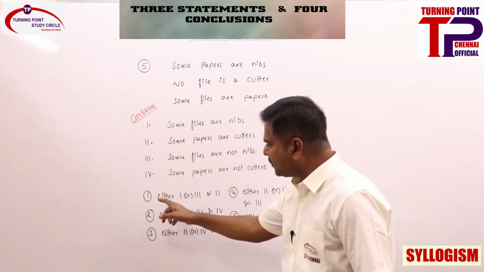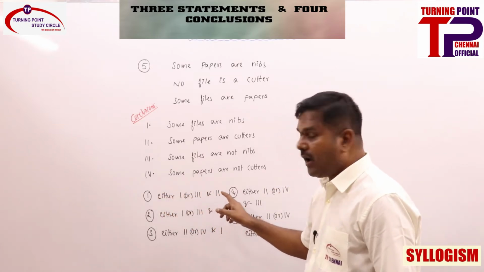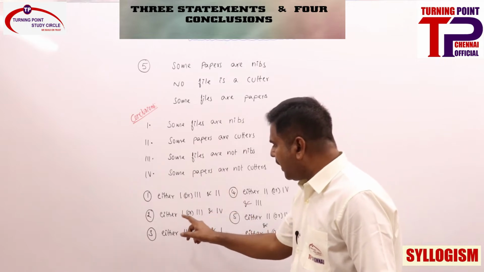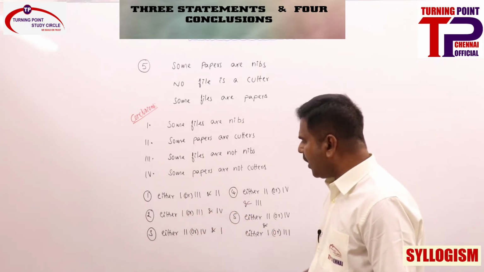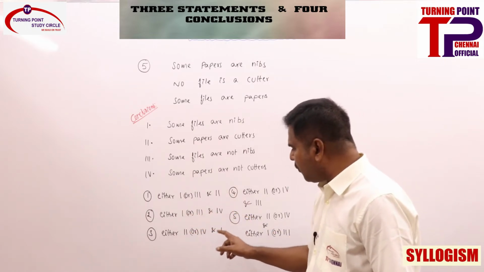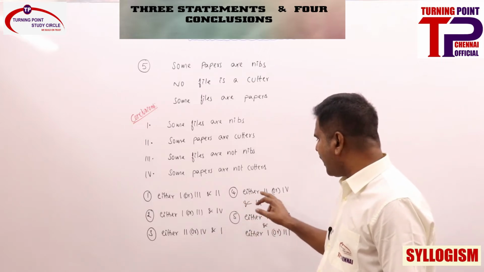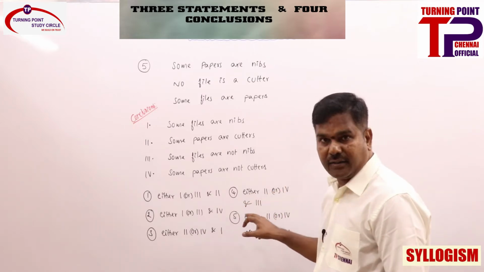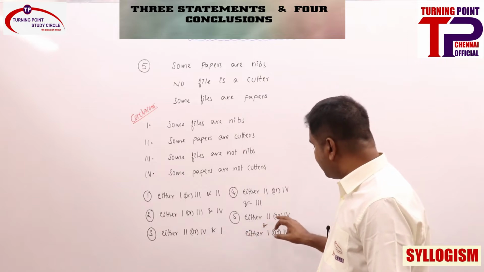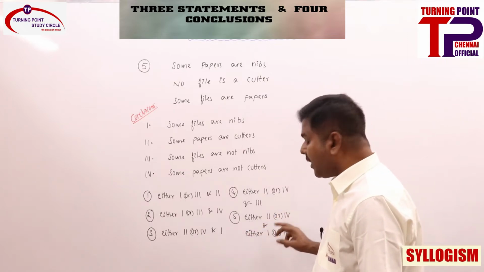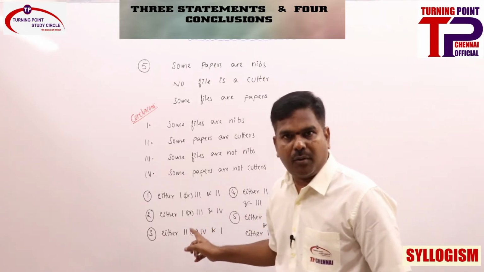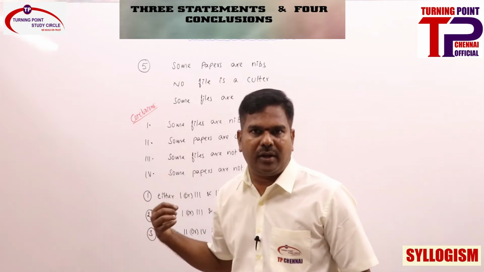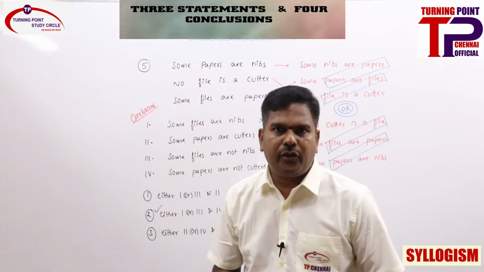Answers: give answer as 1 if either 1 or 3, and 2 follow. 2, either 1 or 3, and 4 follow. 3, either 2 or 4, and 1 follow. Fourth one, either 2 or 4, and 3 follow. Fifth one, either 2 or 4, and either 1 or 3 follow. Clear? So try to solve it. We will discuss next.